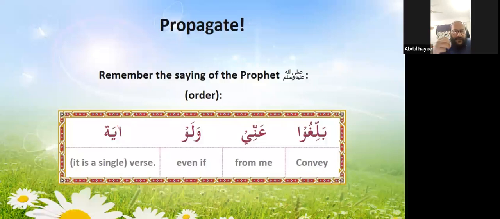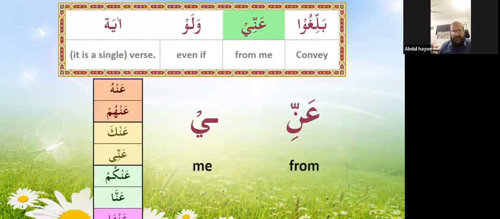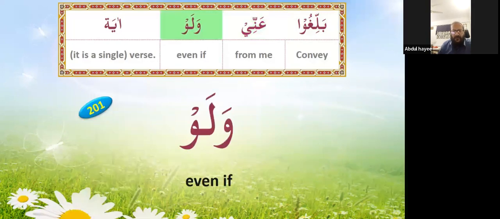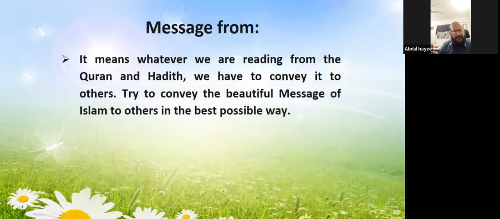Don't wait for that. You will remember so many ayahs, you will get so many, then you will start the preaching, then you will know. If you get one single ayah from me, start telling others. So, Ballighu, convey, anni, two parts, an means from, ni means me. We have done the table. Anhu, anhum, anka, anni. That is the same word, anni. Walau, even. Ayah, one.